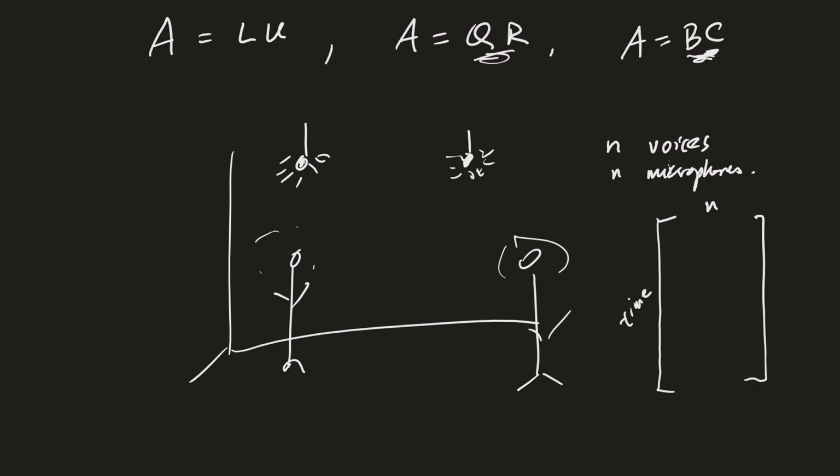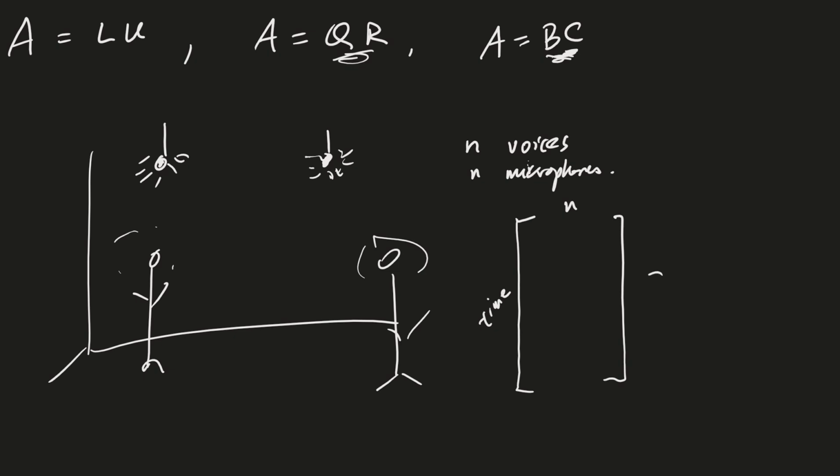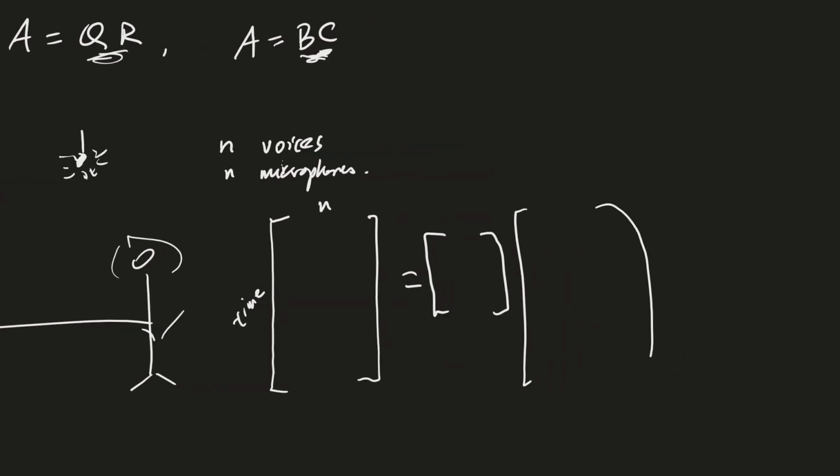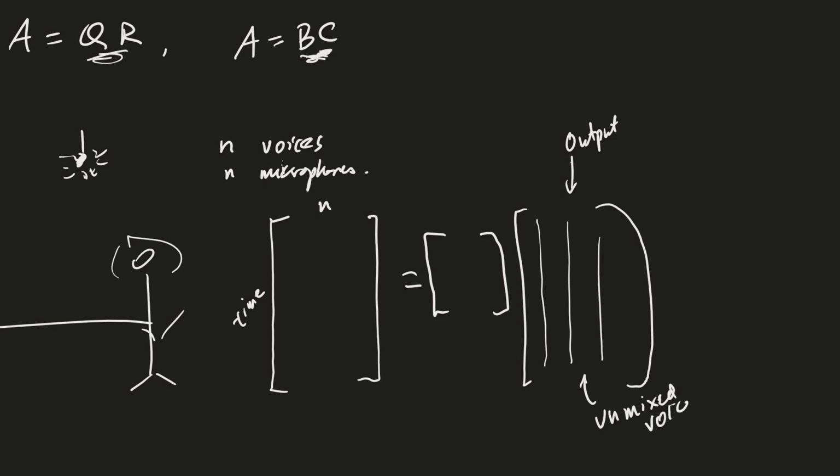And so the idea here is that you want to try to unmix this using a matrix so that the new matrix that you get, the output matrix, is going to be each person's voice, unmixed voices. And this is a mixing matrix. And this is the sound we recorded.